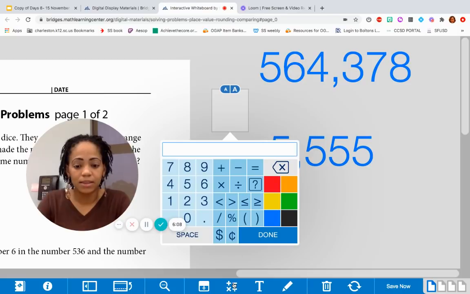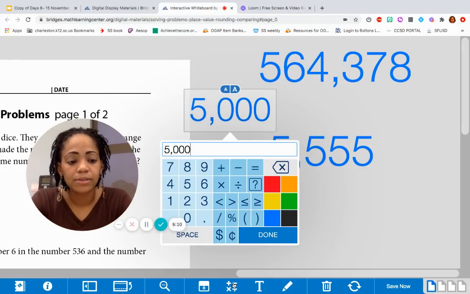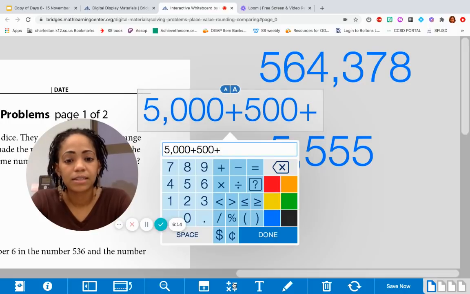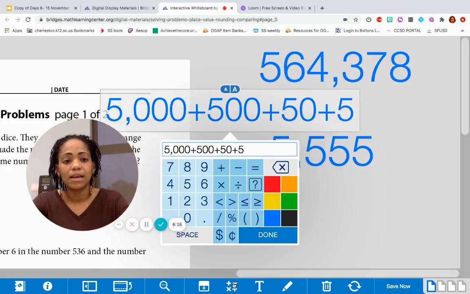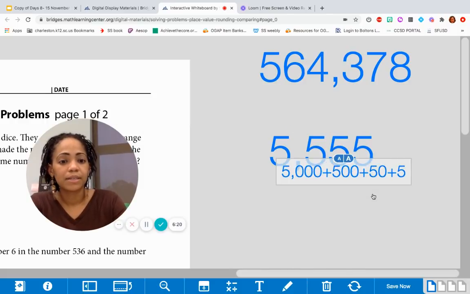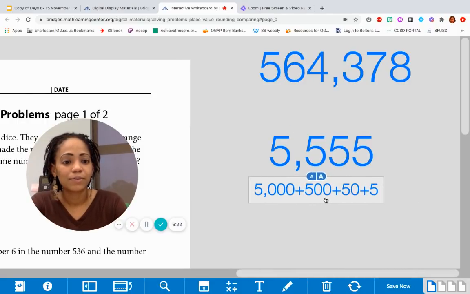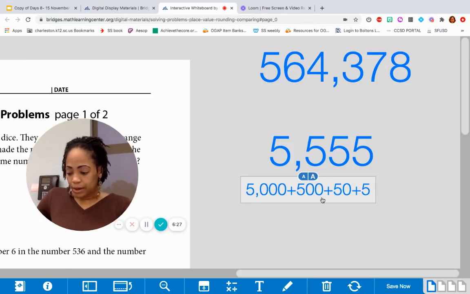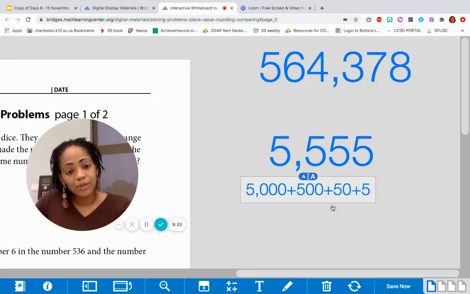Let's write it out together. 5,000 plus, good, 500 plus 50 plus 5. Here is this number written in expanded form. All right. Now, does this help you see the relationship? Does it help you see that it's growing 10 times greater when you go into the left?